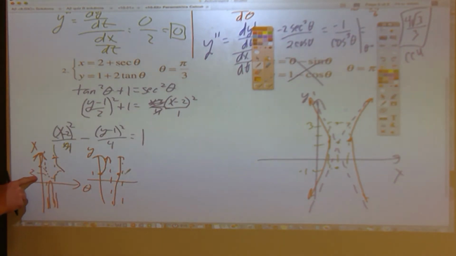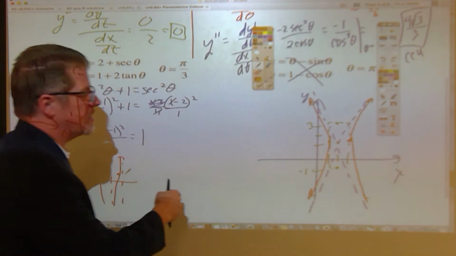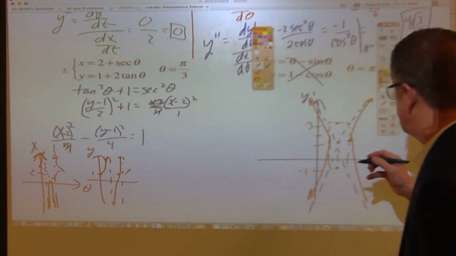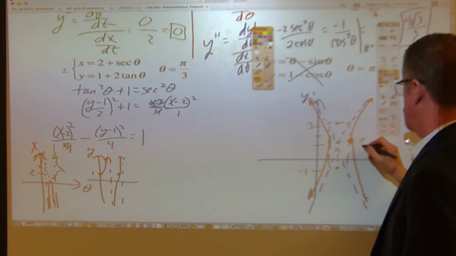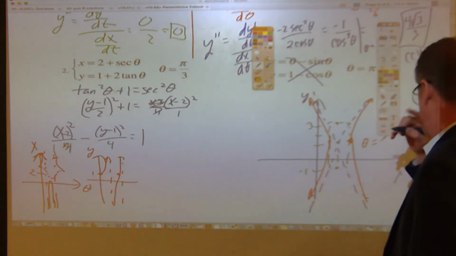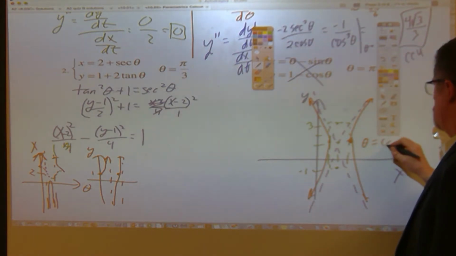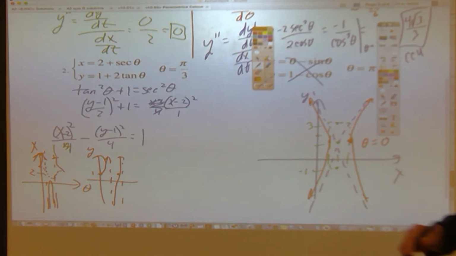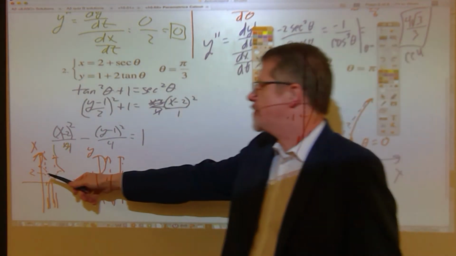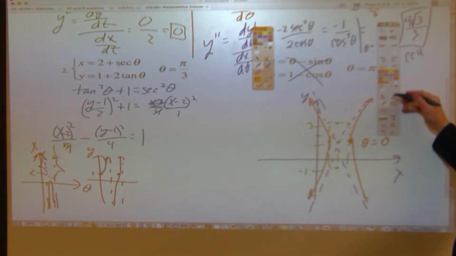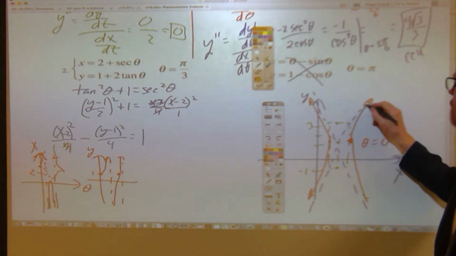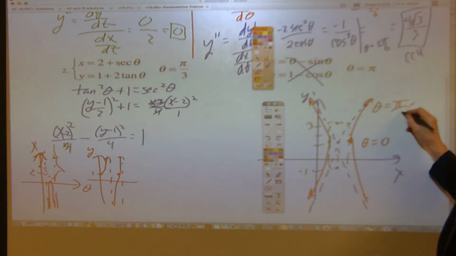The point is we're starting at the point where x is 3, y is 1. I see where that is. 3 comma 1 is right here. So here we are at theta equals 0. And according to my tangent graph, pi over 3 is not quite pi over 2. So x is going to increase and y is increasing. So by the time we get to theta equals pi over 3, we're going to be up here somewhere.